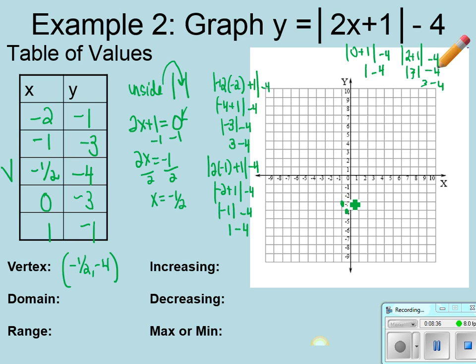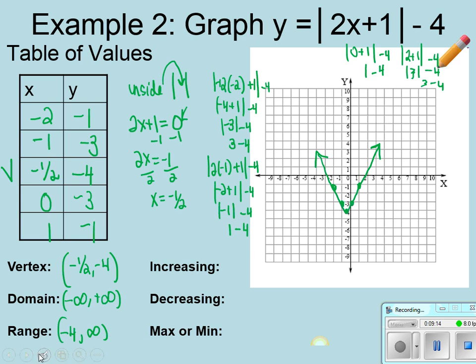Negative 1, negative 3, 0, negative 3, 1, negative 1, and negative 2, negative 1. And look, I still have a V. All right, now let's look at the domain. Close over the two sides, left and right, and you will run into arrows. So that would be negative infinity to positive infinity. The range would be negative 4 to positive infinity.